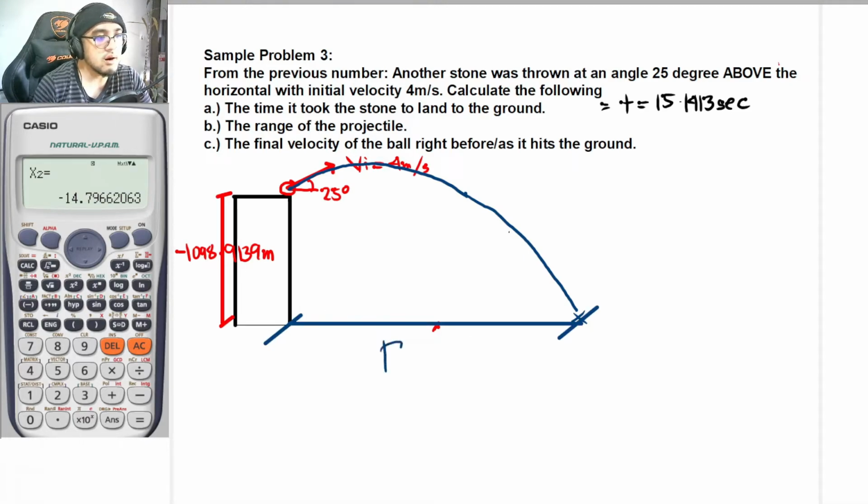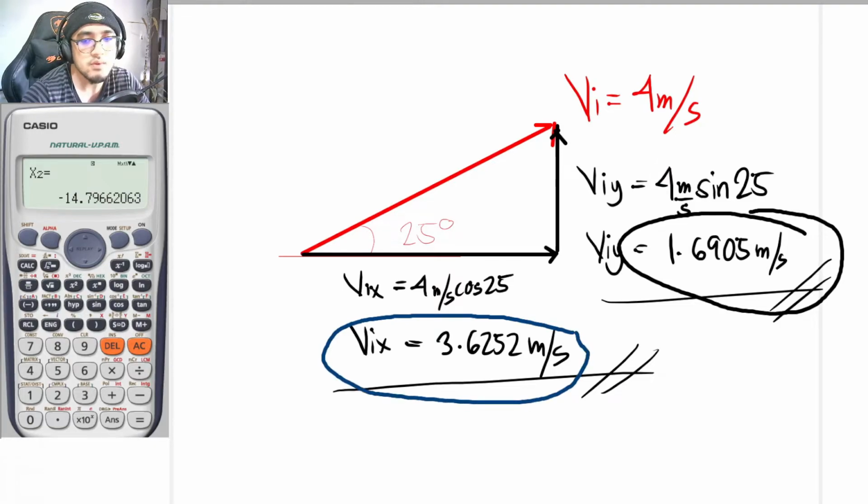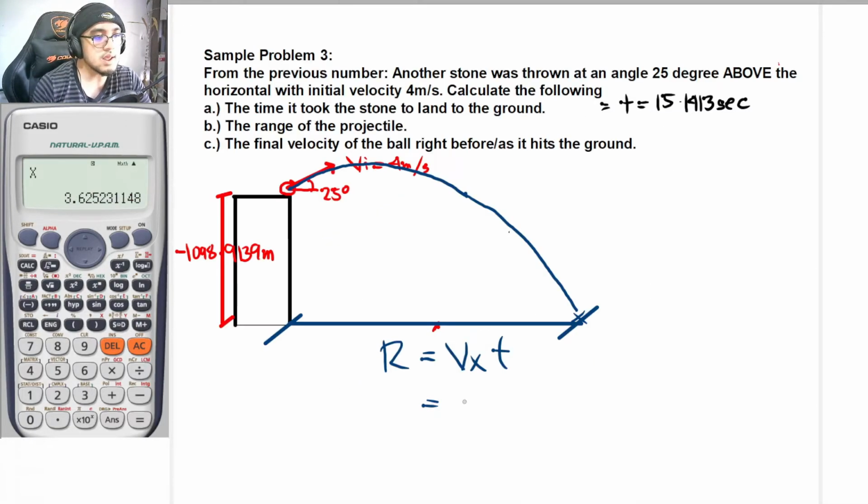So for our range R, that is basically Vx times time. And for our Vx, once again, this is constant throughout. That is the x component of your initial velocity, and looking here, that is 3.6252, which is stored in my alpha x in my calculator. So Vx times t, so x was stored in my calculator. And for the value for your time, this is basically it: 15.1413 seconds.